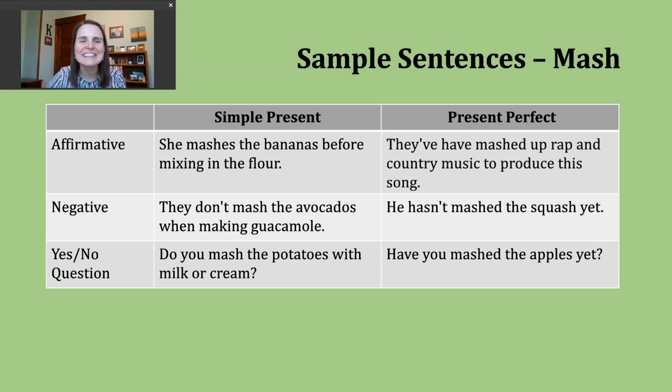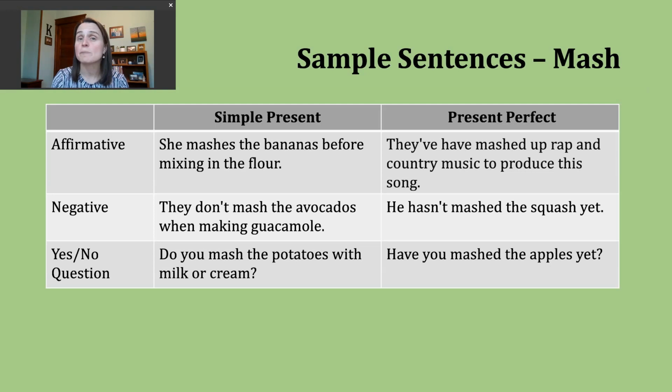Let's take a look at the last simple present example. Do you mash the potatoes with milk or cream? So here, someone is likely asking for maybe some advice, or maybe they're just kind of interested in your particular recipe for mashed potatoes. Now let's move on and look at some sentences in the present perfect.